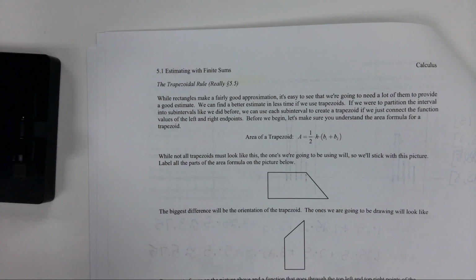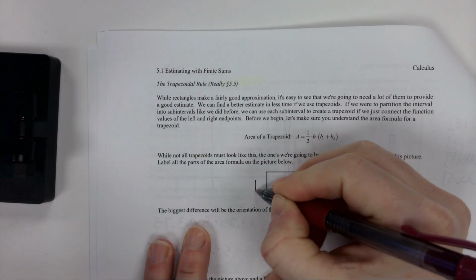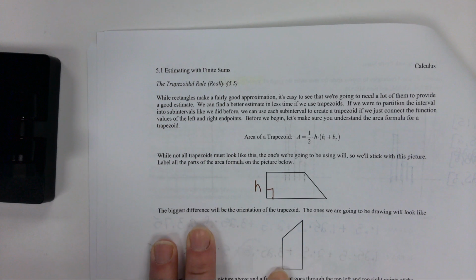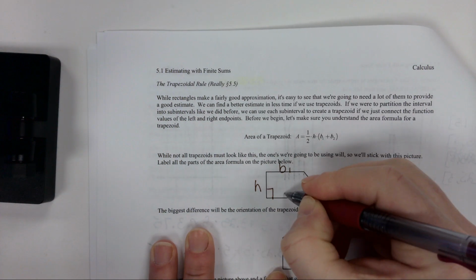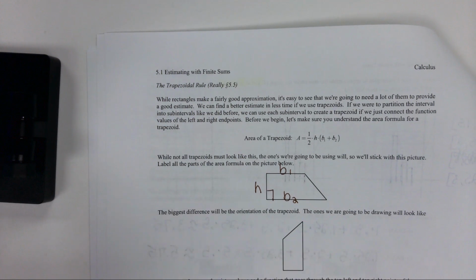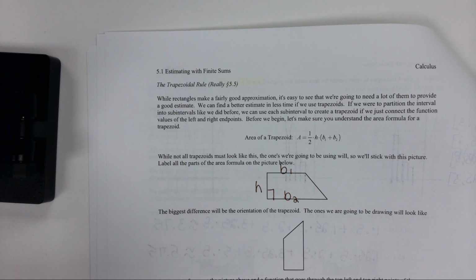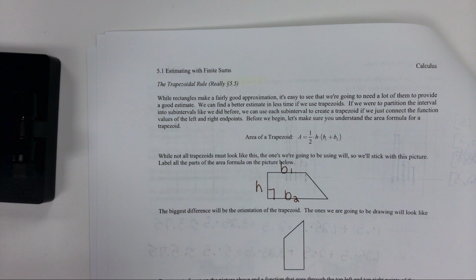So, hopefully you remember or slightly recall the area formula for a trapezoid. If it's turned this way, the height has to be the distance between the two parallel things. So this is your height. And then you have two bases. Notice the bases are the ones that are parallel. Hopefully that makes sense.